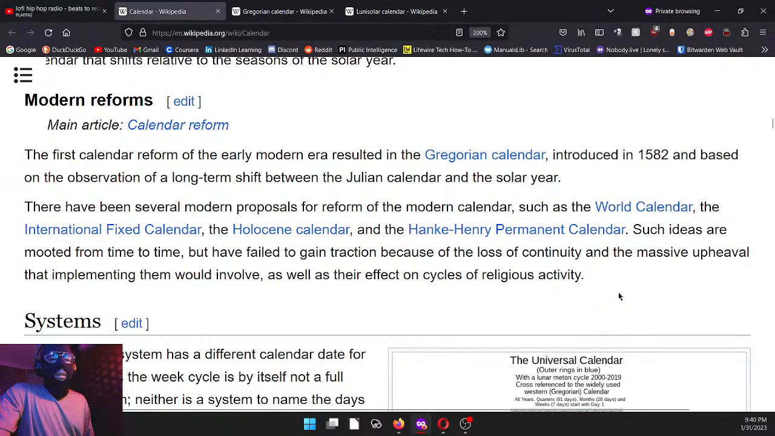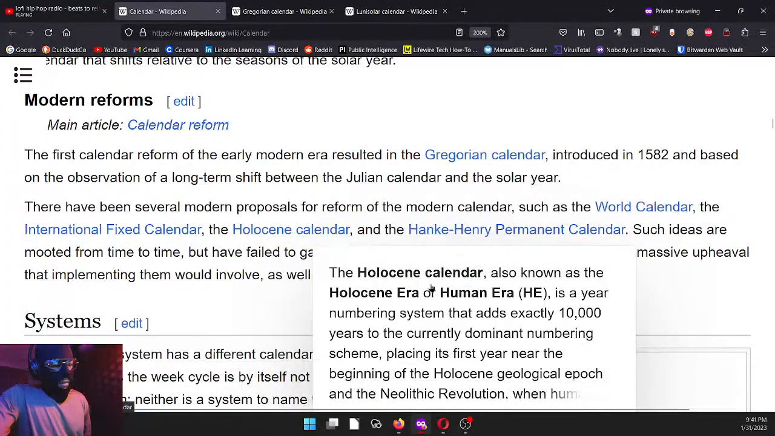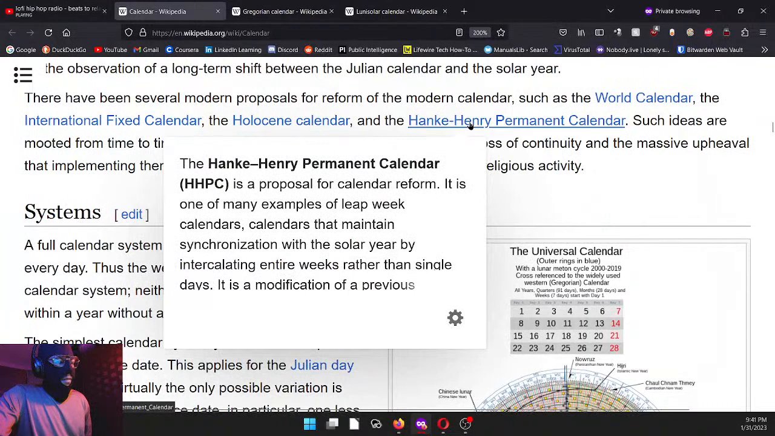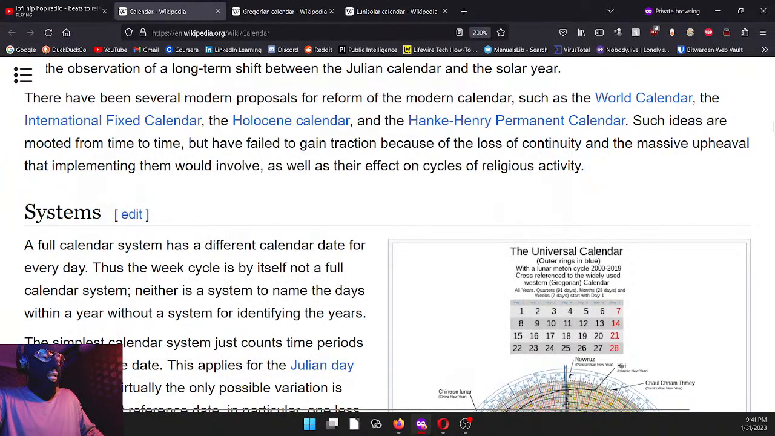The Gregorian calendar is a long-standing staple that a bunch of countries follow, so they figured, let's just keep it as it is. So the Holocene calendar is a year numbering that adds exactly 10,000 years, and it's currently dominating the numbering scheme. Alrighty. And the Hanke-Henry Permanent Calendar, as proposed, is one example of leap week calendars that maintain synchronization with the solar year by intercalating entire weeks rather than single days. Yeah, I see that.